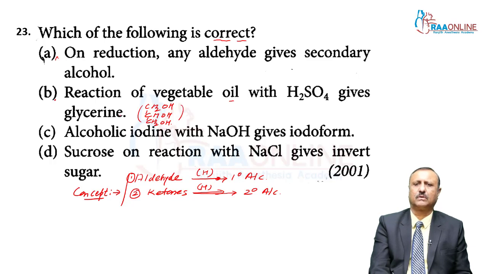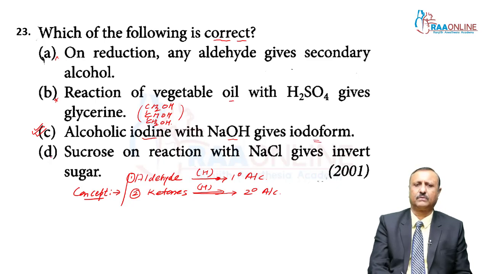Glycerol or glycerin is obtained from vegetable oil by saponification, meaning reaction with NaOH, not H2SO4. H2SO4 does not give us glycerol; glycerin is given by NaOH. So it is not a correct answer, it is wrong. Now we can see option C, alcoholic iodine with NaOH gives iodoform reaction. Yes, this is the correct answer. Alcoholic iodine with NaOH forms NaOI and it gives iodoform.